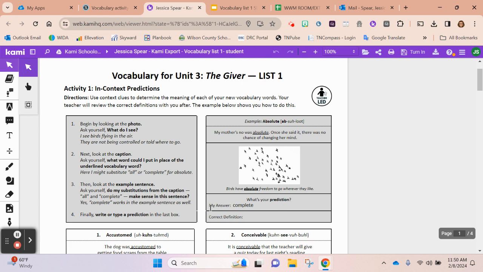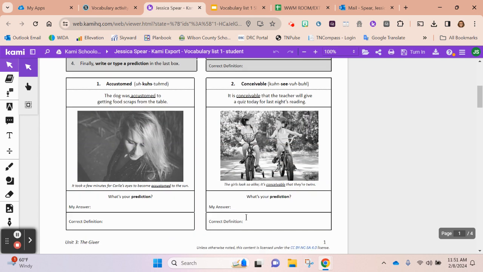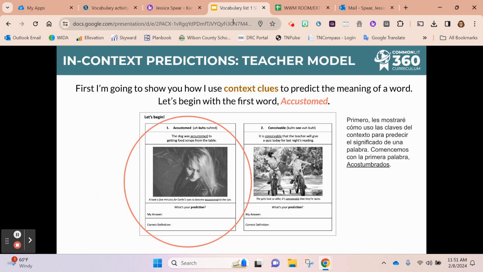And your prediction is the answer that you would say. It's not right or wrong, but I want you to try to come up with what you think the word means before you put down the actual definition. Okay? The actual definition will be the last thing that you do after you have predicted every single word's meaning. So now let's go back to this.